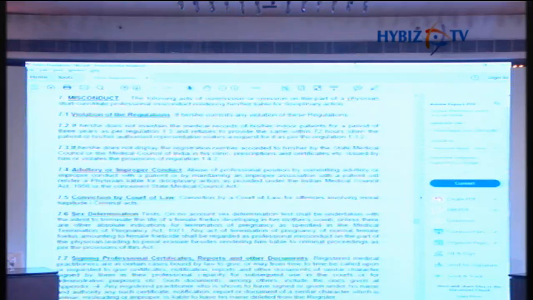If he or she commits any violation of this regulation, if he does not maintain medical records of his or her indoor patient for a period of 3 years as per the regulation and refuses to provide the same within 72 hours when the patient or his authorized representative makes a request for it, this is again a violation. Adultery, this need not be dilated. Then conviction in court, I need not speak. Sex determination is not permissible. Signing of professional certificates where it is not permitted, that is again a violation.